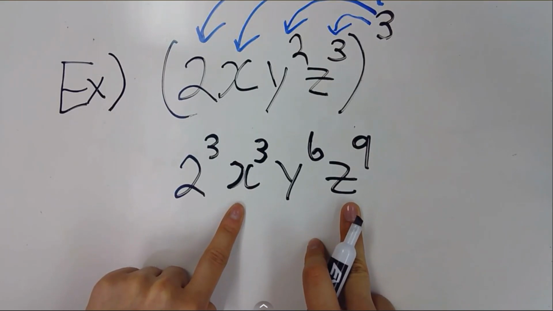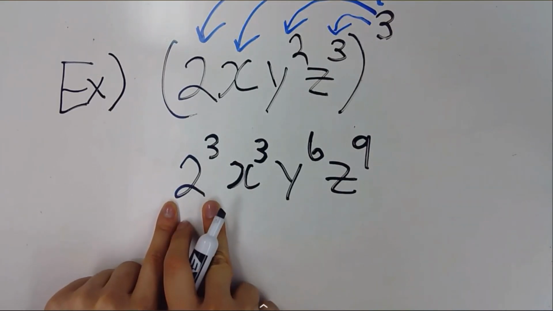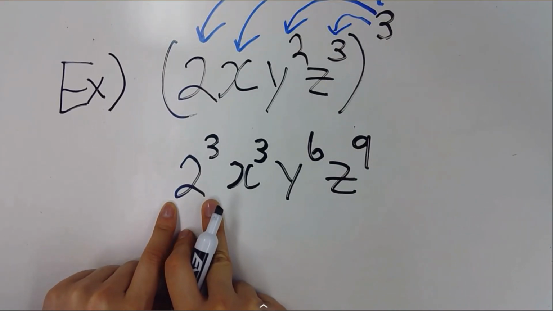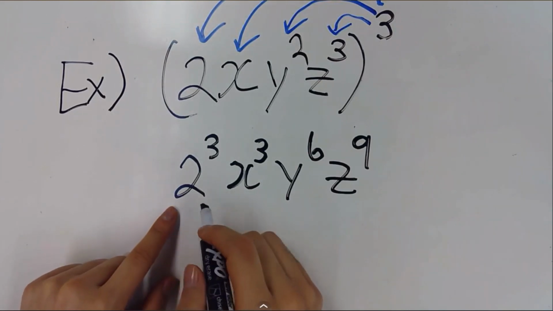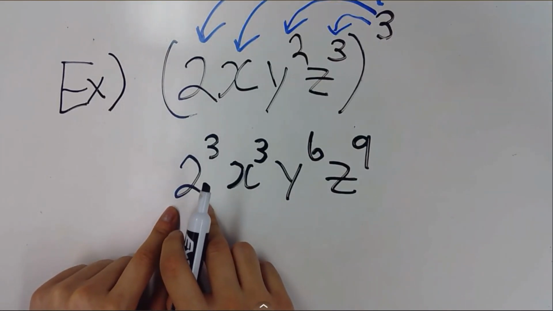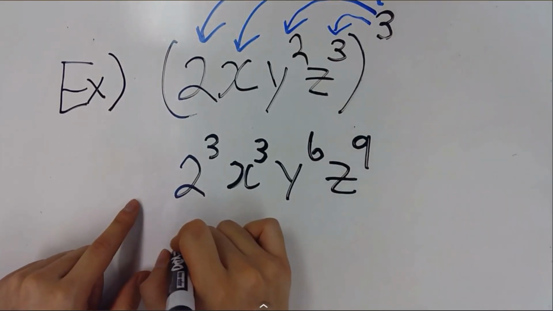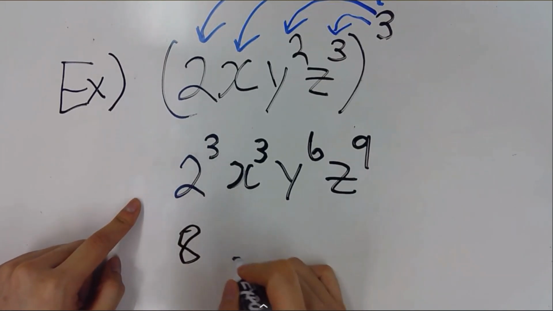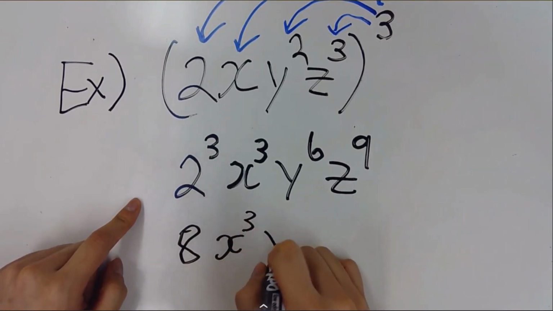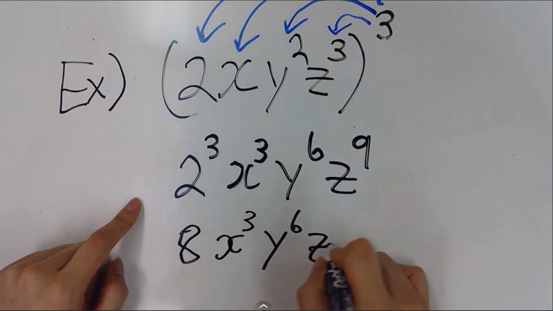Here, x cubed, y to the power of 6, z to the power of 9 cannot be calculated. But over here, we can actually calculate what 2 to the power of 3 is. 2 to the power of 3 is 2 times 2 times 2, and 2 times 2 is 4, and 4 times 2 is 8. So our final answer is going to be 8 x cubed y to the power of 6 z to the power of 9.